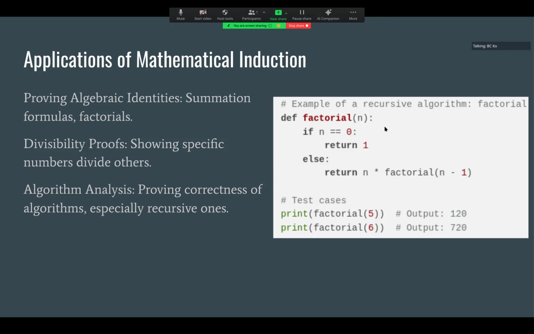So in this Python code, we define a recursive function called factorial, and it receives n as a parameter. And we compute the factorial of n, and we can then test the function with values 5 and 6, for example, and we can see that the output shows the correct results. So induction can be used to prove that this function correctly computes the factorial for all non-negative integers.